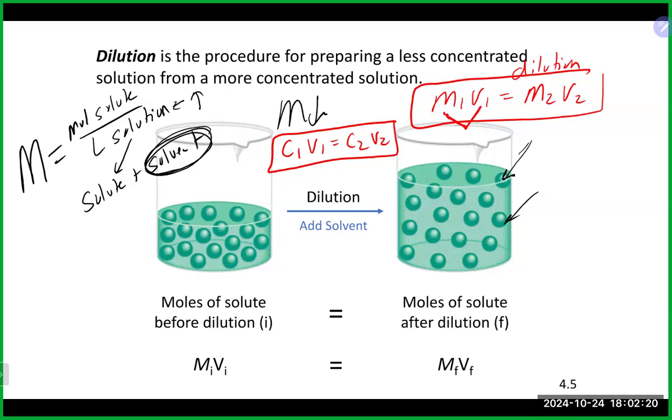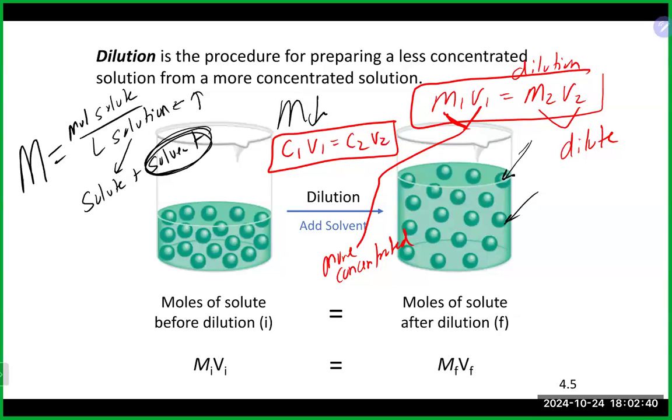Typically speaking, the ones here are your more concentrated, and the twos are your more dilute. It really doesn't matter as long as you keep the numbers that go together on one side versus the other. So a couple of things about this equation.